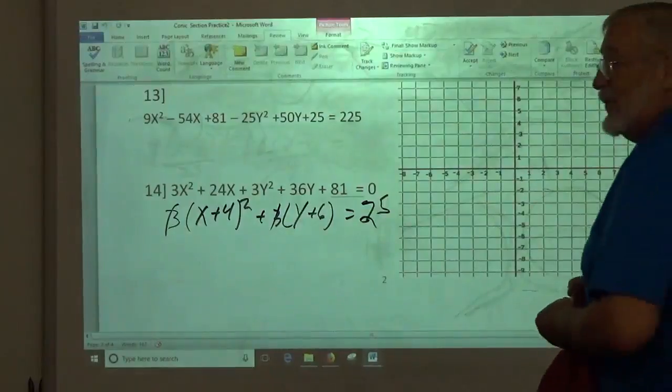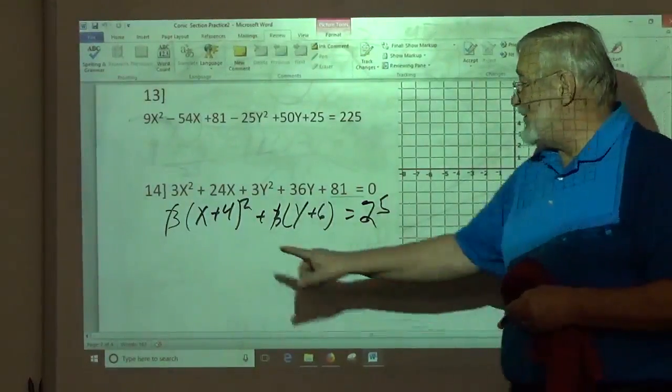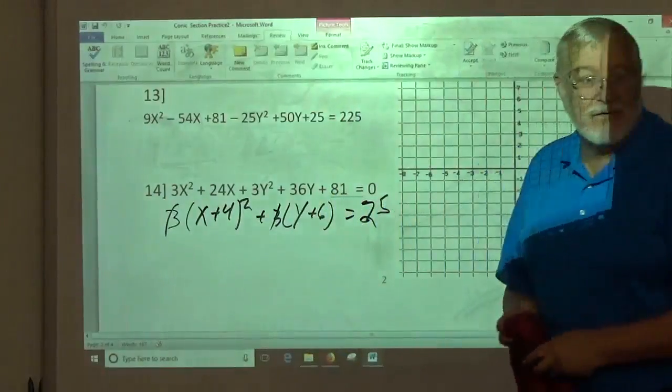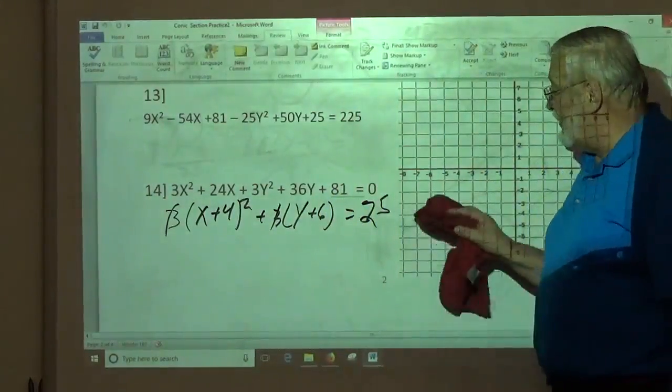All right, now, where's the center of this circle? Ruben, where's the center of this circle? Negative 4. Very good, okay. What's the radius? 5. Okay.